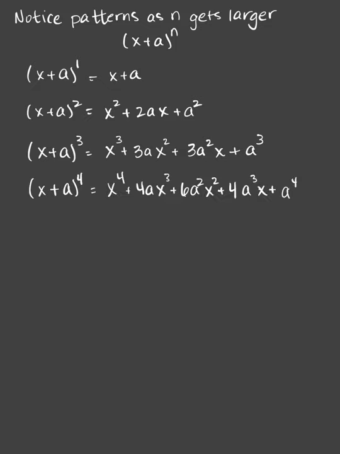Now x plus a to the fourth power gives us, again, starting off with x to the fourth, and then our coefficient of 4, and then we have a to the first, x to the third. Then we have a 6, a to the second, x squared, and then the 4 again, a to the third, x, and then finally ending with a to the fourth.